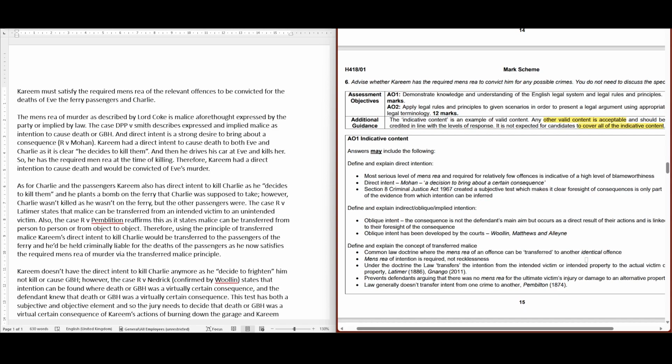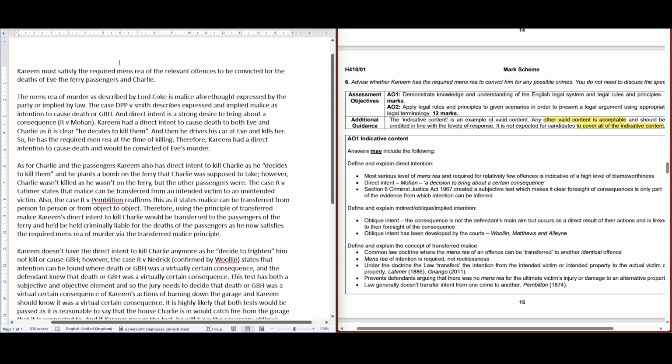So let's now look at the answer. We'll analyze half of the answer, and then I'll allow you to analyze the rest of the answer and use this mark scheme. I'll leave a link to it in the description below, and I'll also leave a link to this answer. And then after that, if you've written your own answer to this question as well, you can mark that. So, Kareem must satisfy the required mens rea of the relevant offences to be convicted for the deaths of Eve, the ferry passengers, and Charlie.